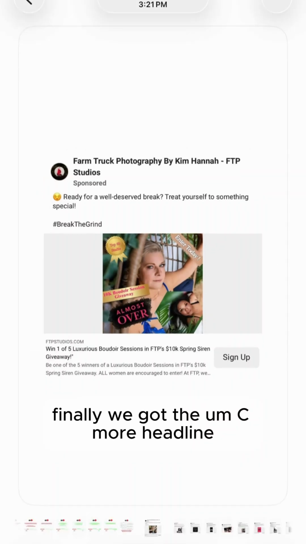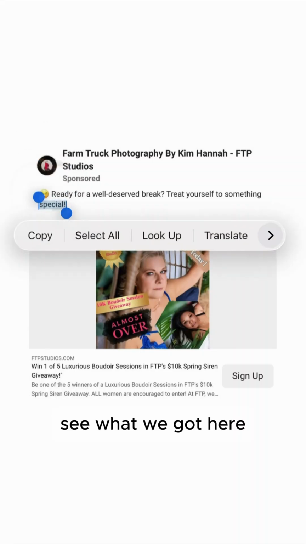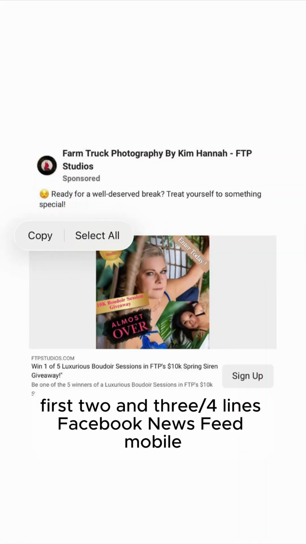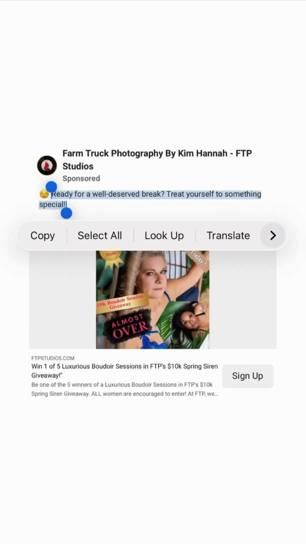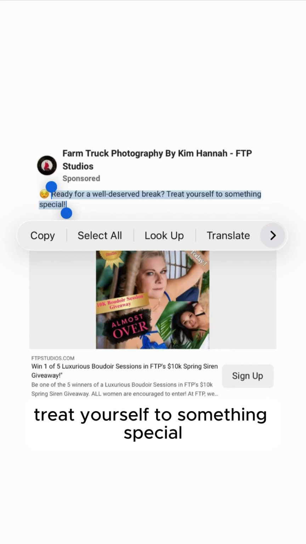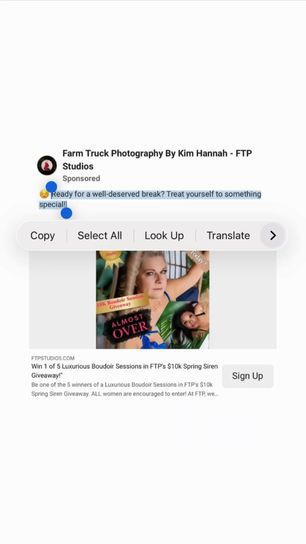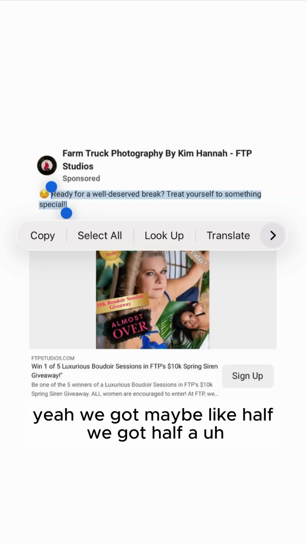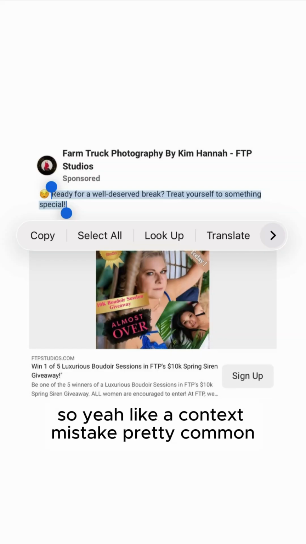Finally, we got the see more headline. Let's see what we got here. First 2 and 3/4 lines, Facebook newsfeed mobile. We got: ready for a well-deserved break. Treat yourself to something special. All right, so yeah, we got maybe like half a context point here. So yeah, lack of context mistake, pretty common.